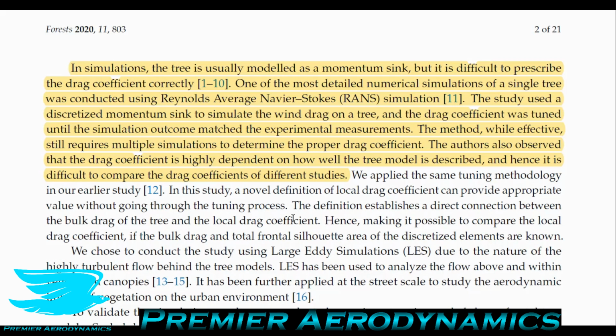One of the most detailed numerical simulations of a single tree was conducted using RANS. This study used a discretized momentum sink to simulate the wind drag on a tree, and the drag coefficient was tuned until the simulation outcome matched the experimental measurements. So what that means is they know that it's dodgy, but they manipulate things until they finally do get something that matches what they hope to get. They say the method, while effective, still requires multiple simulations to determine the proper drag coefficient.